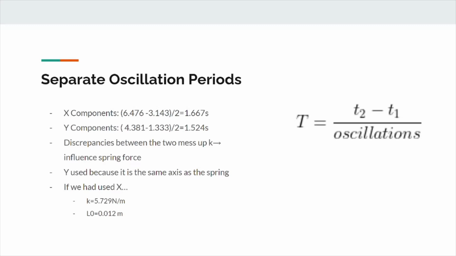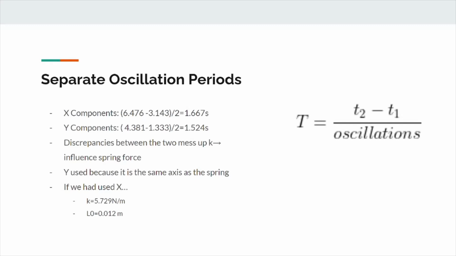Separate oscillation periods. To compute the separate oscillations, I used the same method as I did to calculate K as seen on the right. The Y component was used above, so only the X component needed to be calculated anew. The two components had a significant difference between them, which would have thrown off the K values and spring force as a result. Y was again used since it was the same axis as the spring, but had we used X, the results would have been as follows.